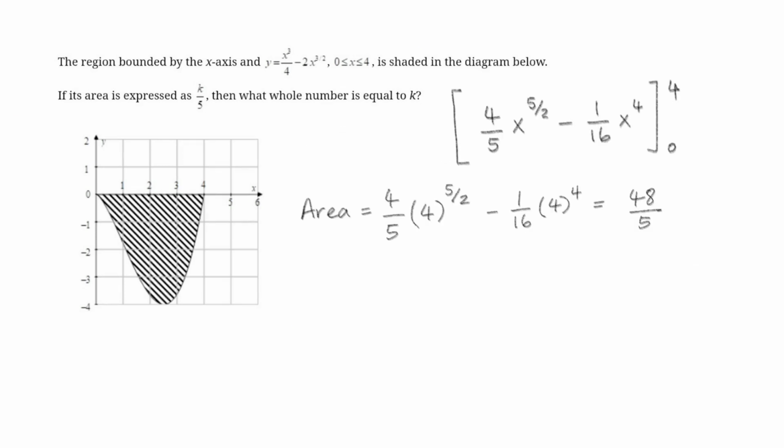The question stated the area is expressed as k over 5. We found the area is 48 over 5. Matching those up, k equals 48. And that's it. Just remember, if it's below the x-axis, take the absolute value at the end to keep your area positive.